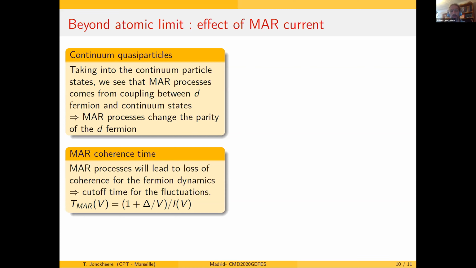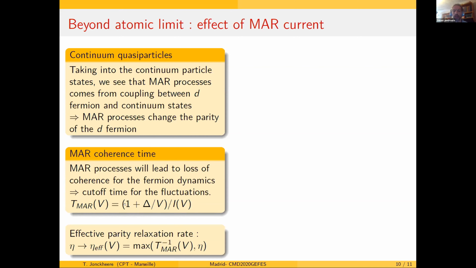And so the typical time between two electron tunneling events in the Mach process will be simply related to the inverse of the Mach current. So this is this current I, which we can compute. And there is a factor here, which is simply the number of reflections in the multiple Andreev reflection current. So this defines an effective covariance time for the parity due to the multiple Andreev reflection processes. And then I can define an effective parity relaxation rate, which will take into account both the coupling to the environment with the rate eta and the action of the multiple Andreev reflection, which will simply be the inverse of this covariance time.